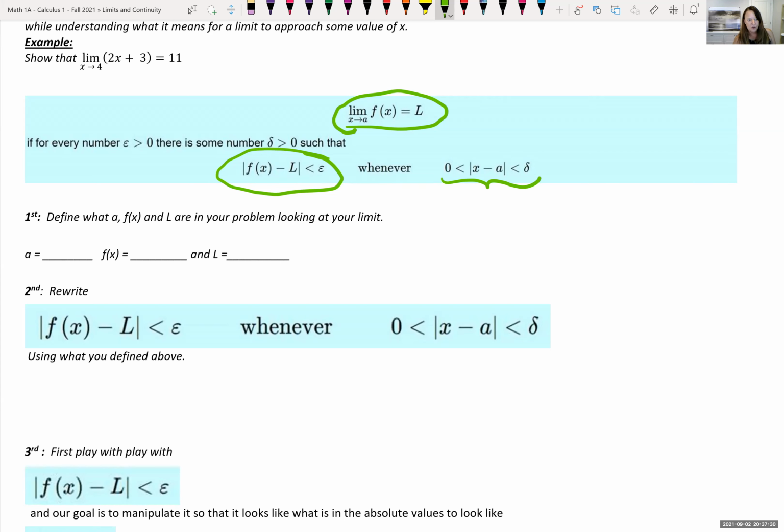So really the first thing that you want to do when you're solving these is let's write this out. So determine, in our example, what is our a value? Well, our a value is what we're approaching. So the value that we're approaching in this example is 4. So a is 4. Our function that we're taking the limit of is 2x plus 3. So f of x is 2x plus 3. And L is what our limit is. And L in our case is 11.